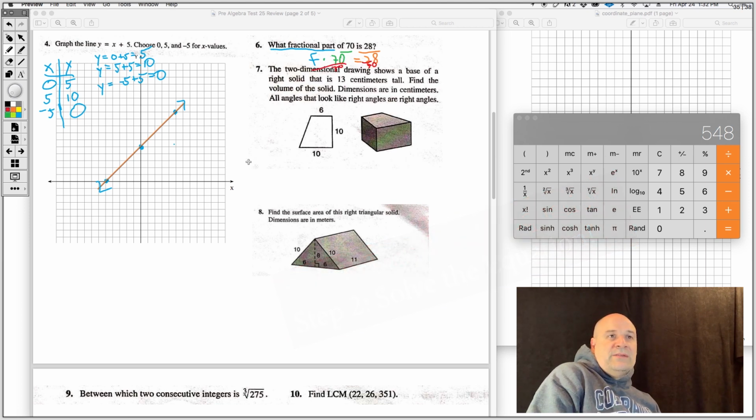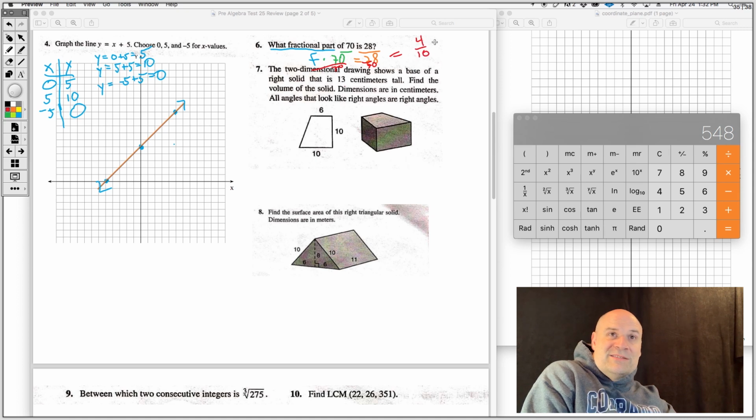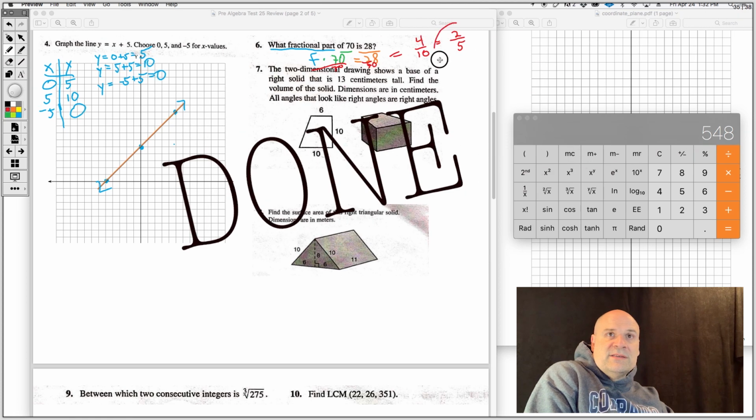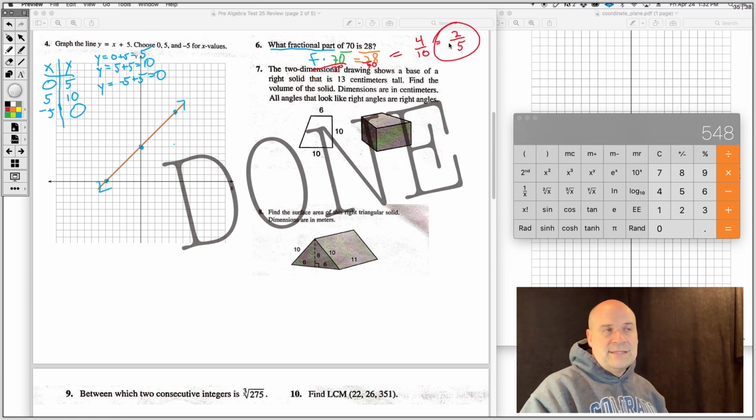Yay. So 28 divided by 70. I could put that in a calculator, but that's not going to help me because I'm looking for a fractional part. So all we need to do is reduce this sucker. What goes into both 28 and 70? Well, 2 does, but 7 does. 4 times and 10 times. But look, 2 goes into that, so we could have taken a 14 out of both of those and gotten 2/5. That's cool. All right, that's number 6.